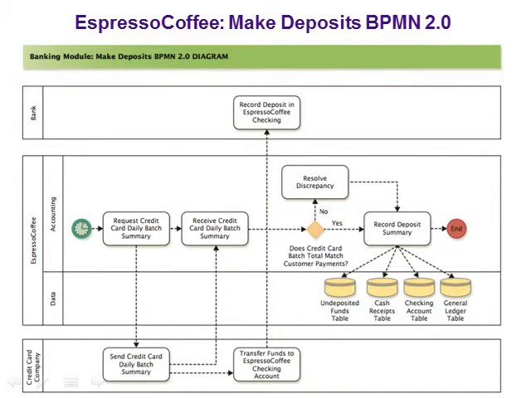And so here we use the BPMN approach to the make deposits process. And you'll notice the 4 database tables that are used to store the data in the data swim lane of the EspressoCoffee process flow.